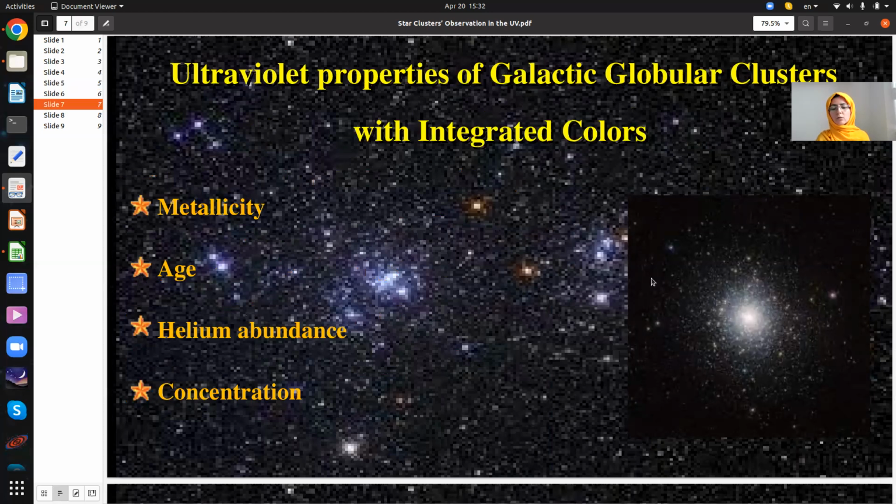UV or ultraviolet properties of galactic globular clusters with integrated colors: determine how the integrated UV colors are driven by hot stellar populations, primarily horizontal branch stars and their progeny. We could investigate how the UV colors vary with parameters like metallicity, age, helium abundance, and concentration.